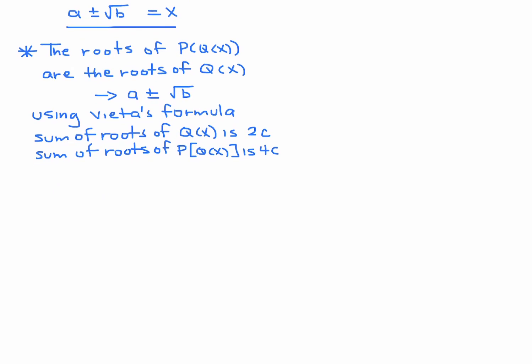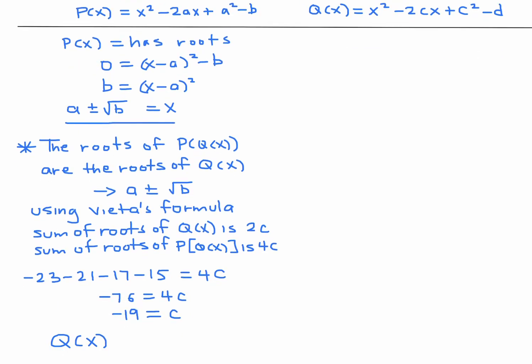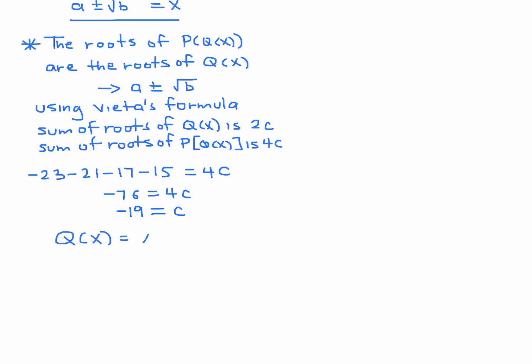So those roots are going to be minus 23, if we add them all up, minus 21, minus 17, and minus 15, and they all equal 4c. And this becomes minus 76 is equal to 4c, and therefore c is equal to minus 19. So that means my q at x formula, if you go back and look at this guy right here, since I have figured out c, I can just sub that in, and I get x plus 19 squared minus d.